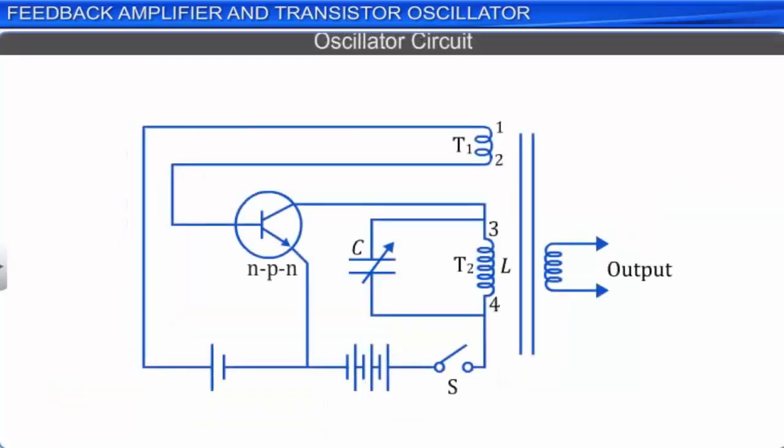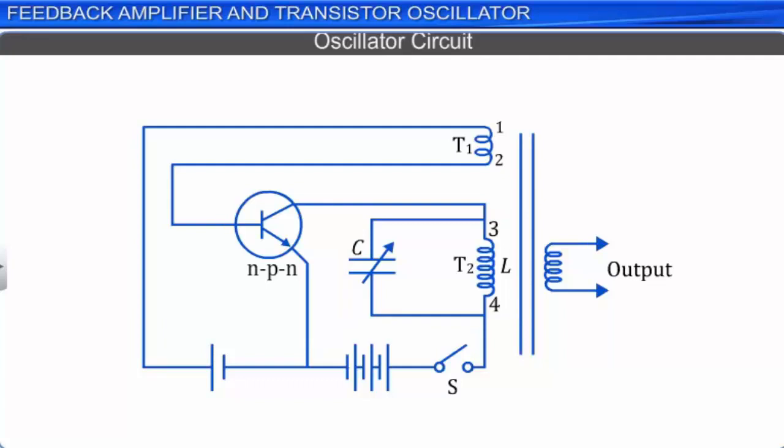A simple circuit used to understand a transistor oscillator is shown here. The circuit contains an NPN transistor in the common emitter configuration, with the base emitter junction forward biased and the base collector junction reverse biased. The input circuit of the transistor is connected to a coil T1 across terminals 1 and 2. The output circuit of the transistor is connected to a coil T2 across terminals 3 and 4. Note that coil T2 forms a part of the LC circuit used for the feedback network.